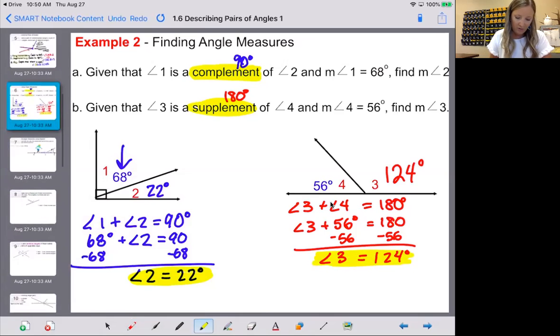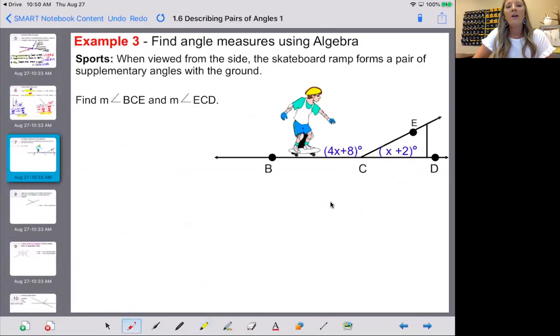All right, let's do another example. So it says, when we view from the side, this skateboard ramp is forming a pair of supplementary angles with the ground. Okay, so hold on, let's back up. It's kind of confusing. When viewed from the side, so if you look at this picture, we're kind of watching this guy skate up this ramp from the side, of course. And it says that the skateboard ramp, so that's going to be this right here, the ramp, is forming a pair of supplementary angles. So it's forming a pair of angles that add up to be 180 degrees.